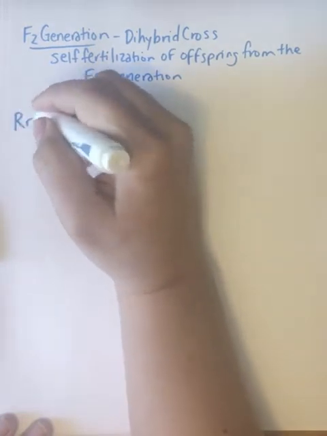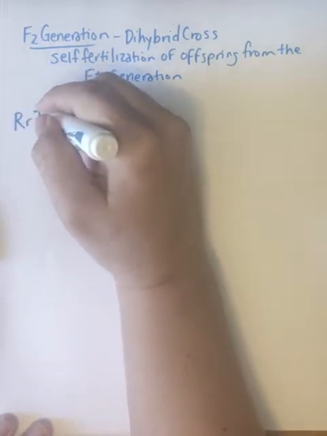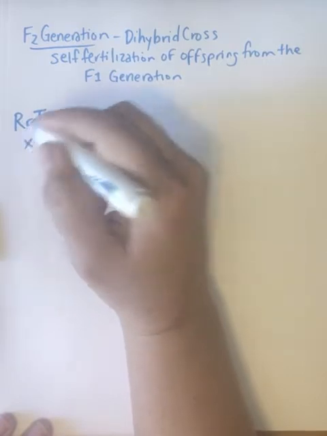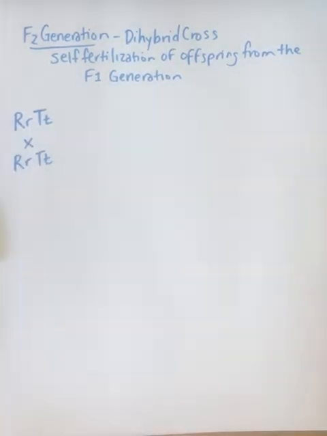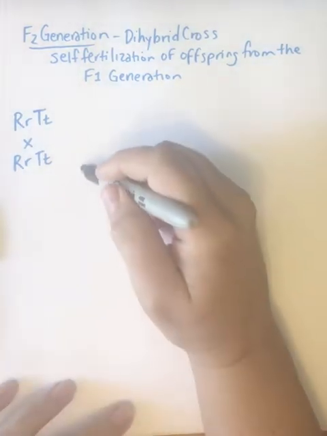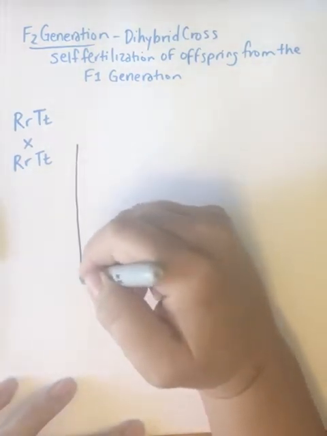So we know what our cross is. We have a heterozygous round, heterozygous tall plant self-fertilized with itself. So we're still using a dihybrid cross or 2 traits. So we have to draw out a Punnett square with 16 squares.